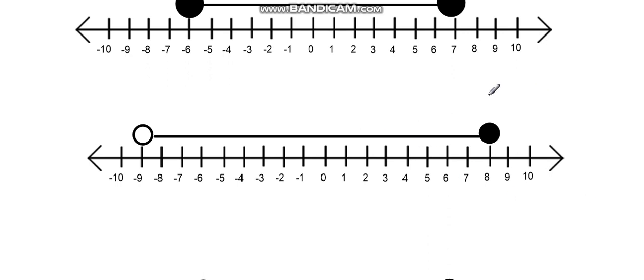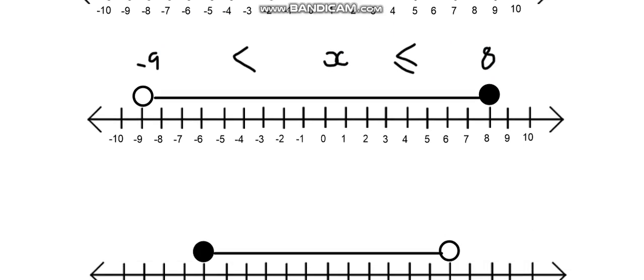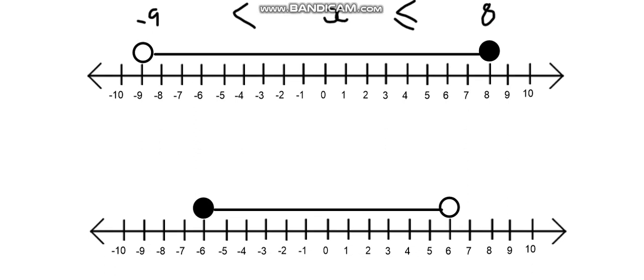So again, I've got 8 over here, I've got -9 over here, and the X is in the middle. It's got to be this way round symbol, but this is a coloured in dot, so it's got to be equals to. This one is a clear dot, so it's just less than. So I've got 8 is greater than or equal to X, which is greater than -9. Another way we could say that is X is between -9 and 8, but can be equal to 8. Have a pause, press play when you're ready.